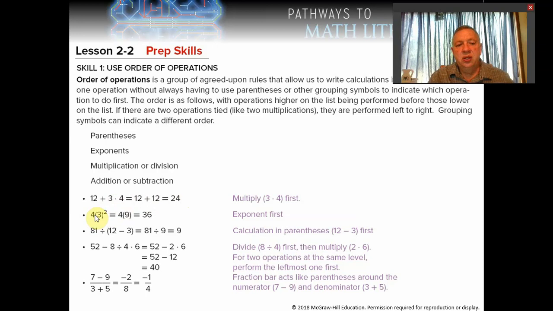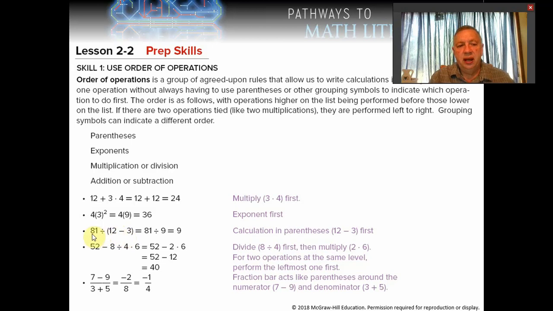So here I don't want to do the multiplication first. I've got parentheses, but there's really no operations in there. It's just kind of like, is this 3 or negative 3? We're going to square it first, our exponents. 3 squared is 9. 4 times 9 is 36.